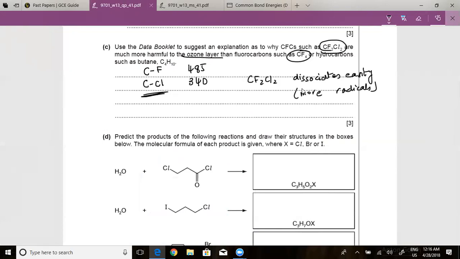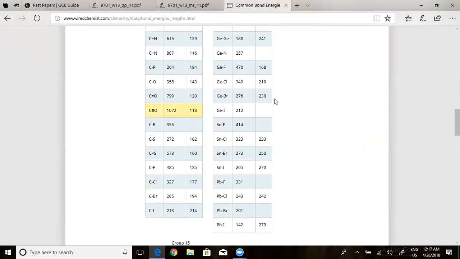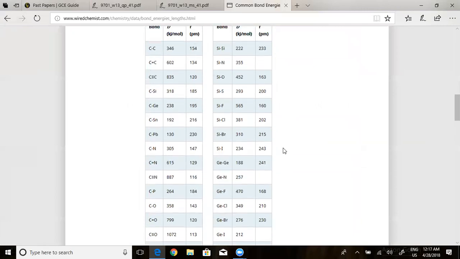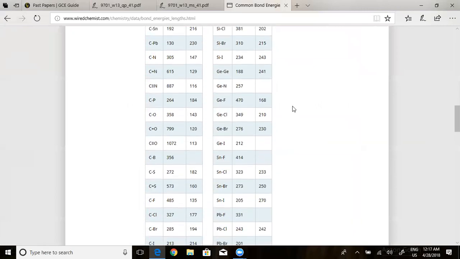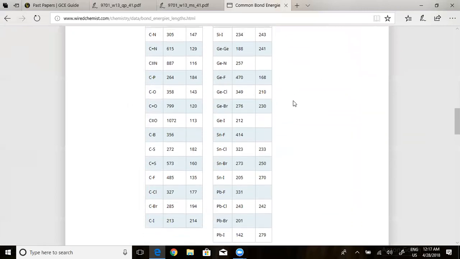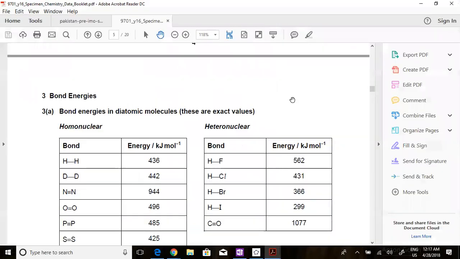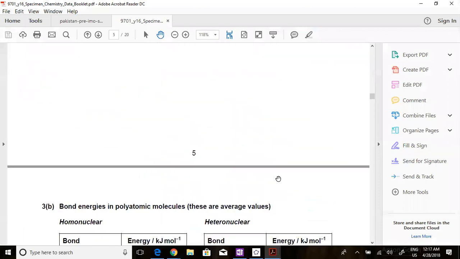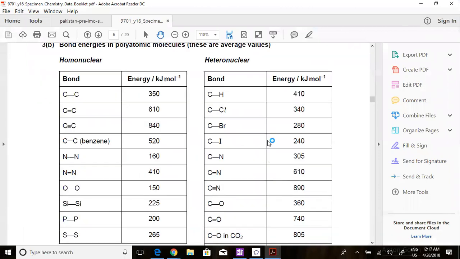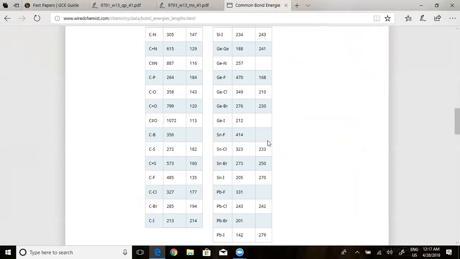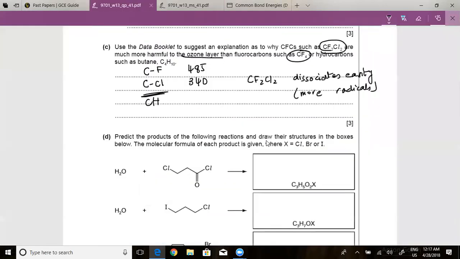Similarly, the CH bond energy also has to be quoted because the question talks about that as well. So let's find CH's. Look it up in the data booklet. Let's see. It is 410. So this is 410. Because this is the least bond energy, the CCl bond is the weakest basically.